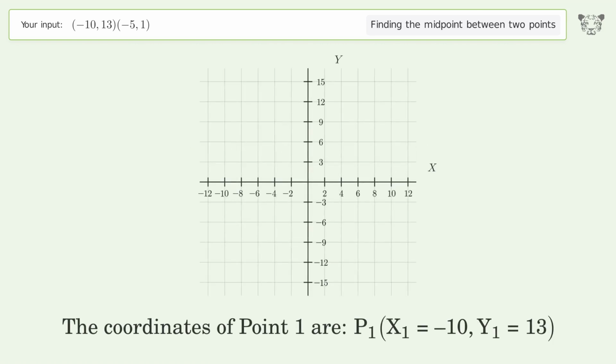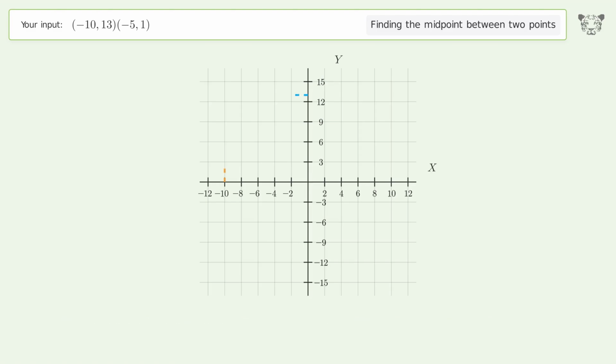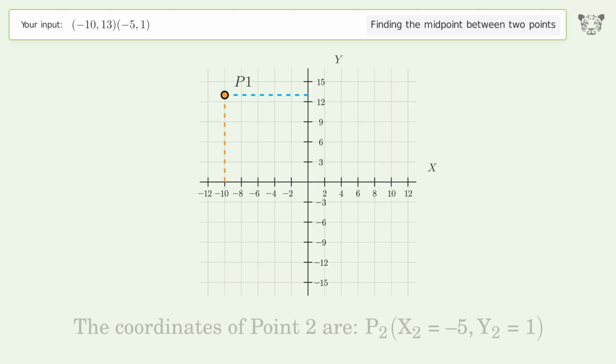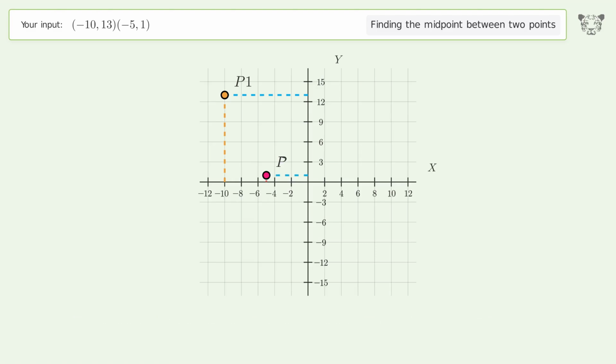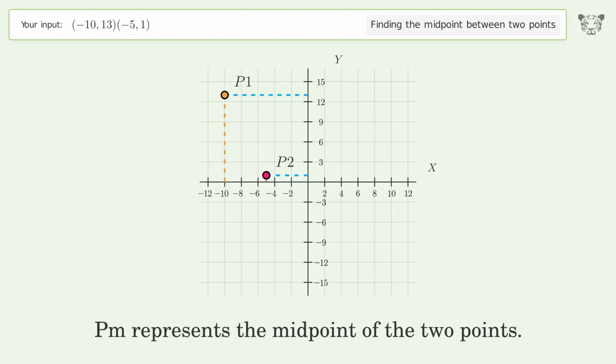The coordinates of point 1 are x1 equals negative 10, y1 equals 13. The coordinates of point 2 are x2 equals negative 5, y2 equals 1. PM represents the midpoint of the 2 points.